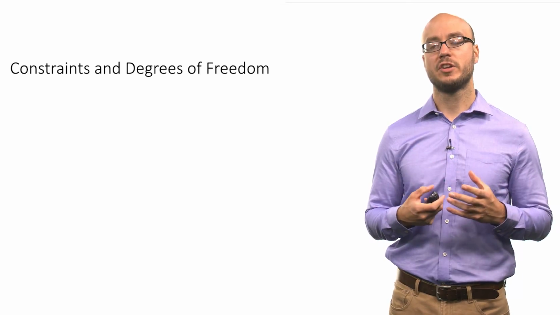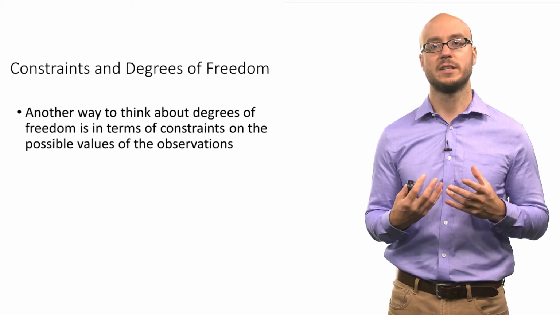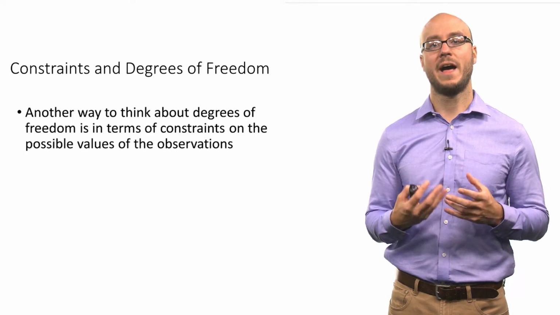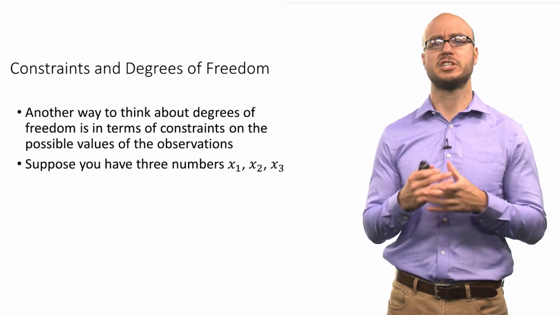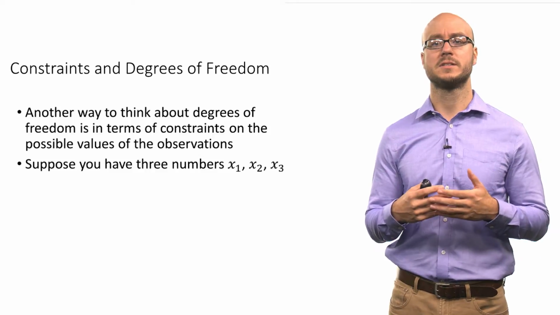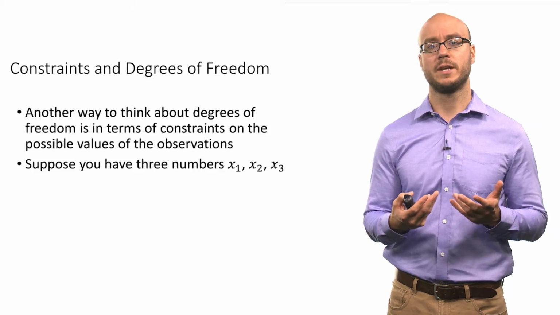Conceptually, you can think of the degrees of freedom associated with a sample statistic. It has to do with constraints. So it's really constraints on the possible values of a set of observations. Suppose we have a small data set that just consists of 3 numbers. Abstractly, we call these x subscript 1, x subscript 2, and x subscript 3.